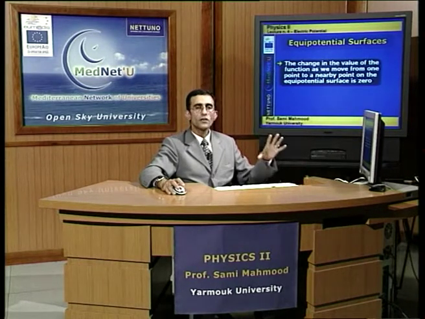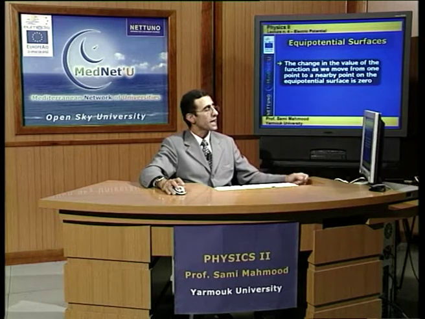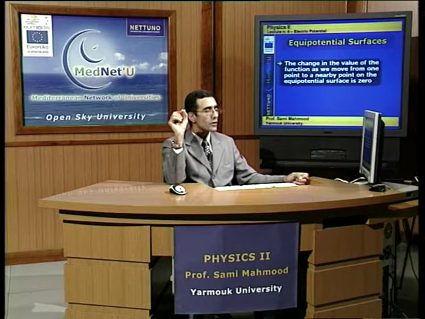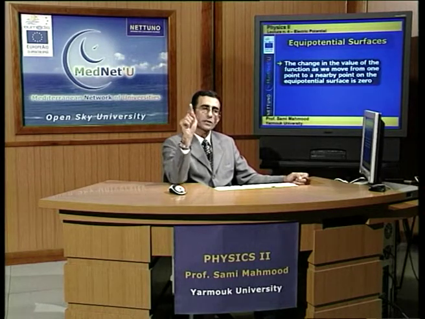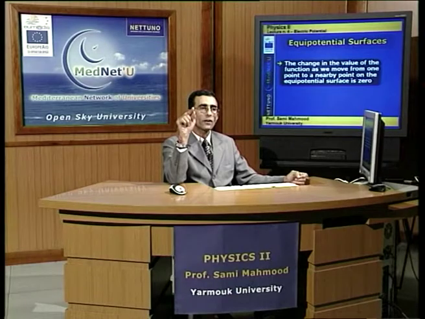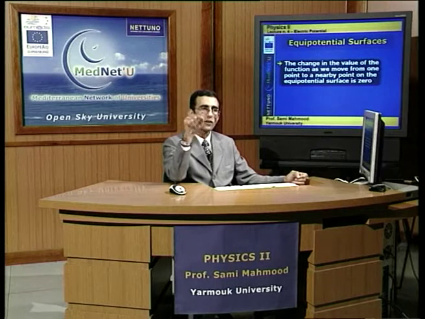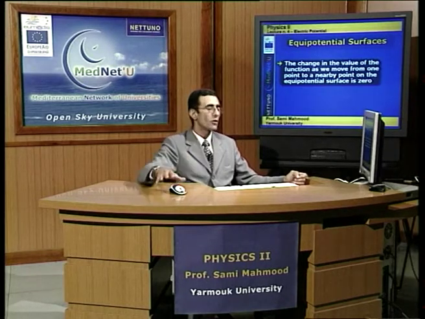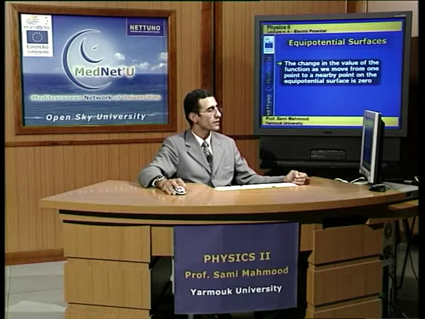The definition of the equipotential surface dictates that if we change the position of a point from one point to another on the equipotential surface, then the change in the function that describes that surface is equal to 0, which is equivalent to saying that the difference between the potential on two different points on the equipotential surface is equal to 0, because the potential is the same at all points on the surface.